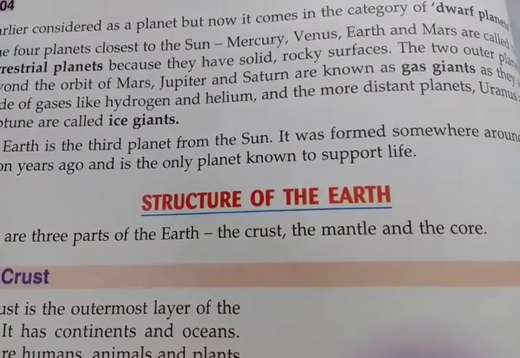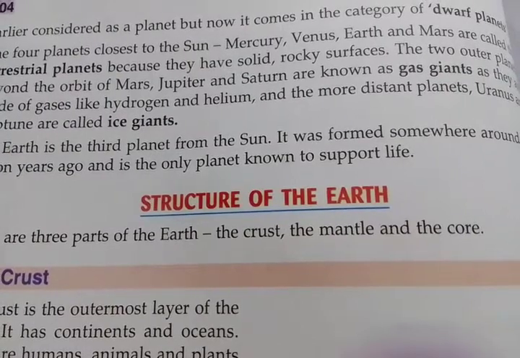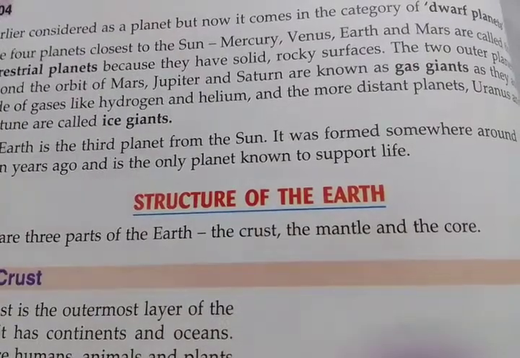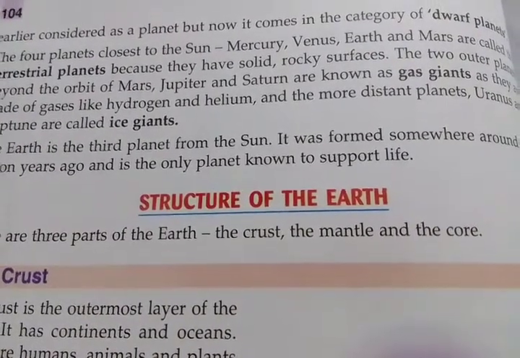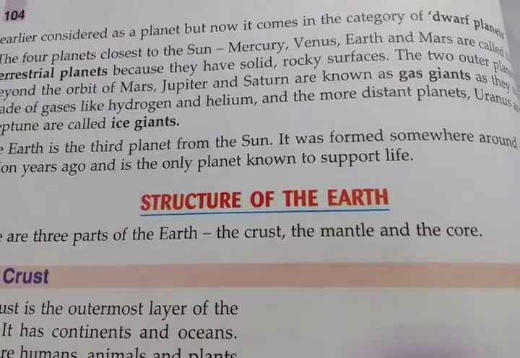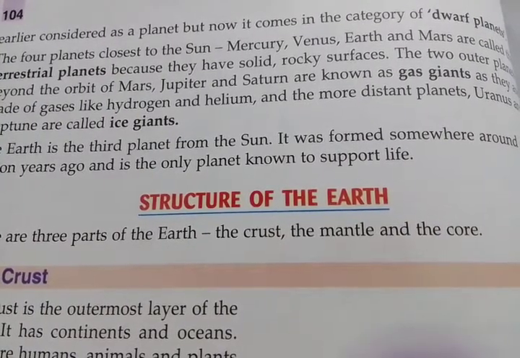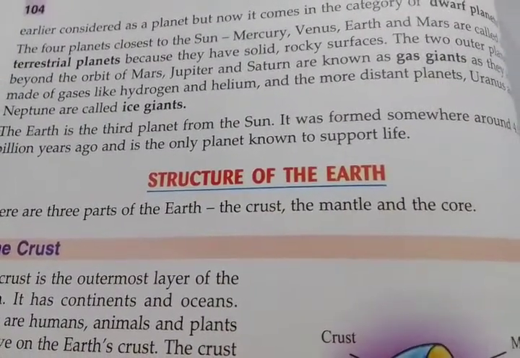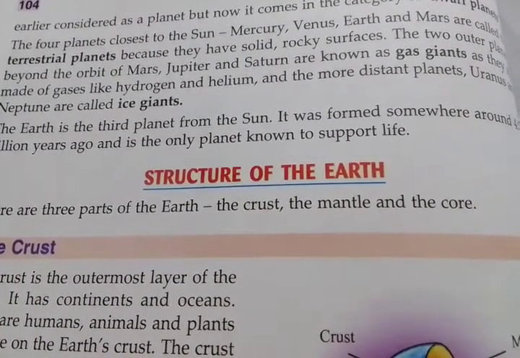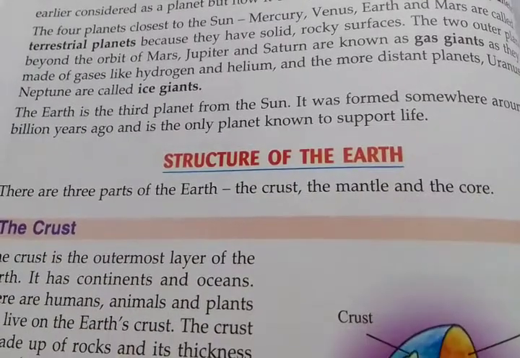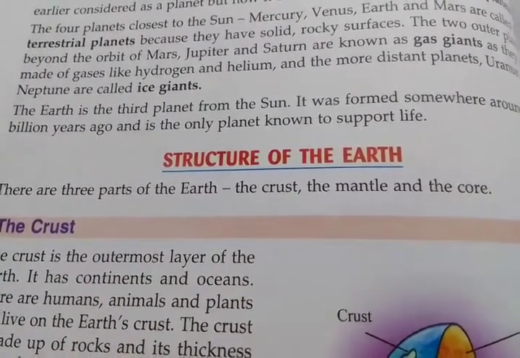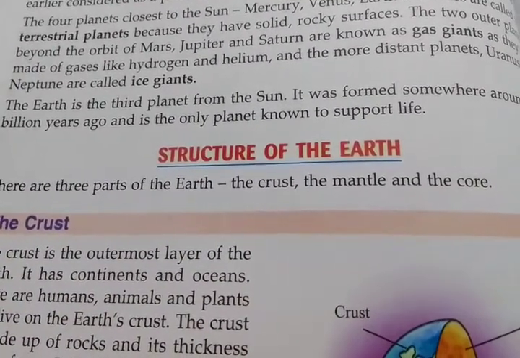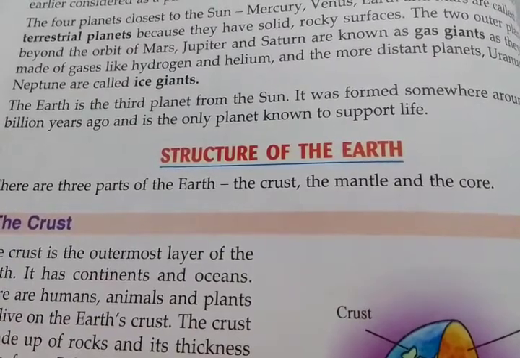The Earth is the 3rd planet from the sun. It was formed somewhere around 4.54 billion years ago and is the only planet known to support life. Our Earth is the only planet which supports life, because the environment of our Earth is suitable to live and suitable for the living organisms.